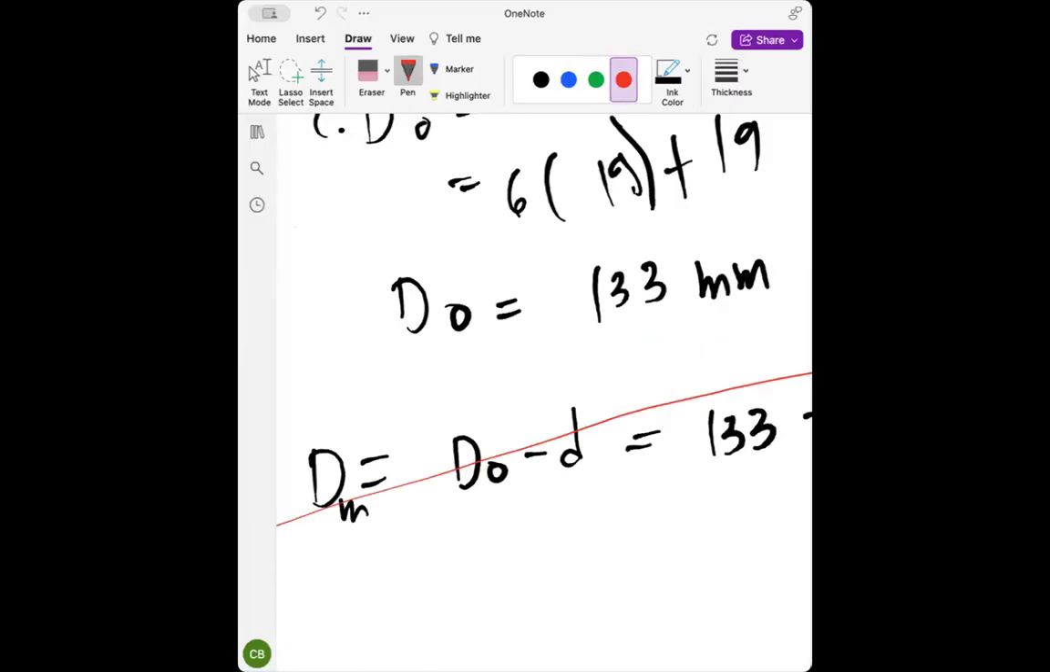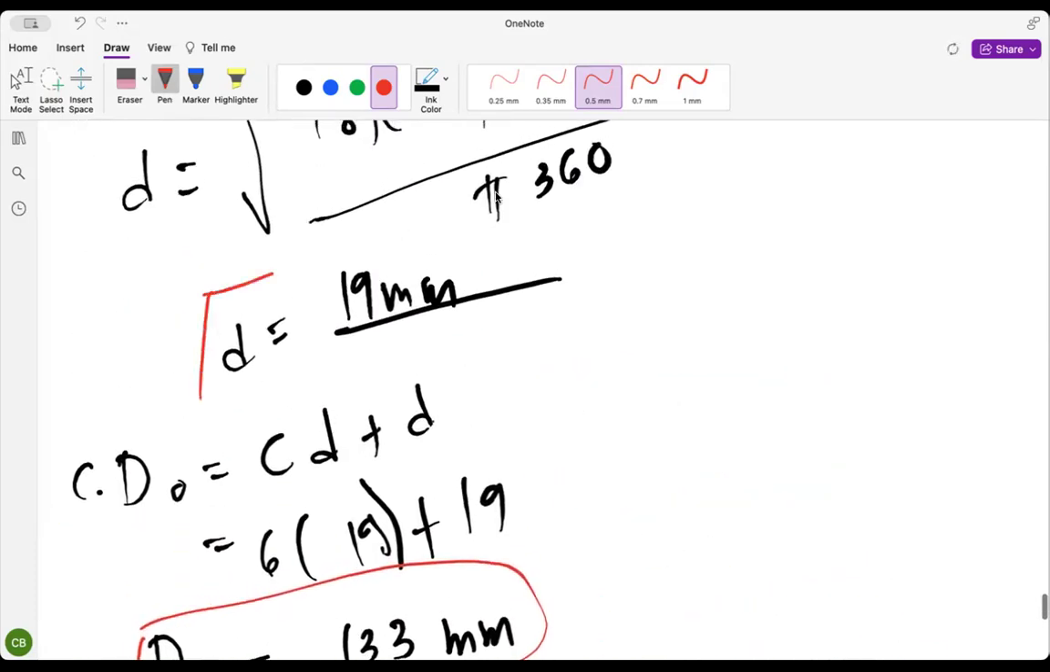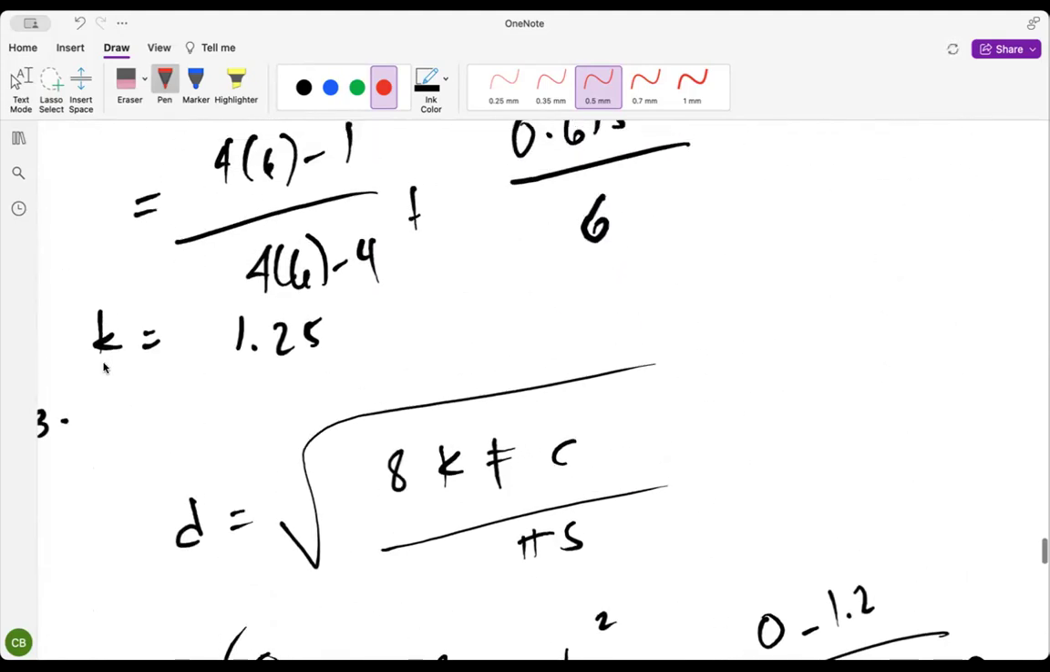The mean diameter. We have the outside diameter. Then you have the wire diameter. And we have the wall factor. Okay, next, we solve for the next one.